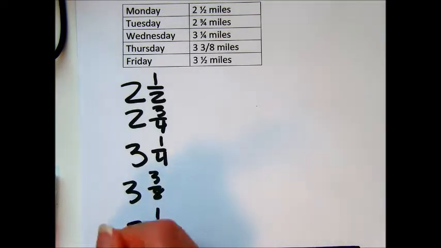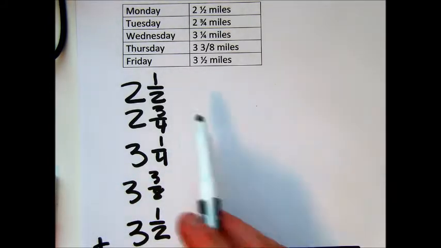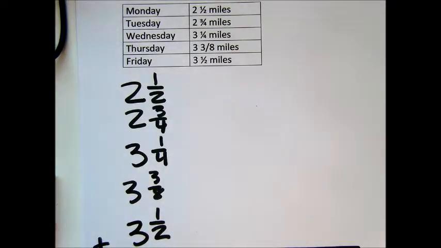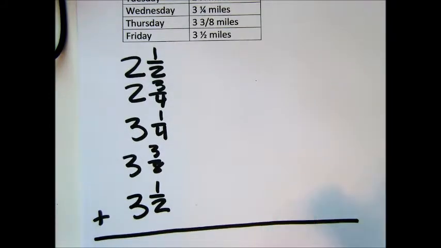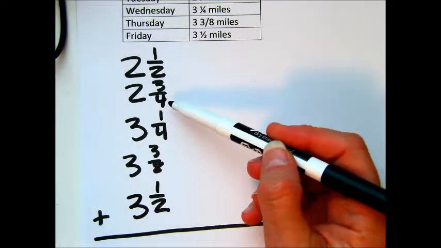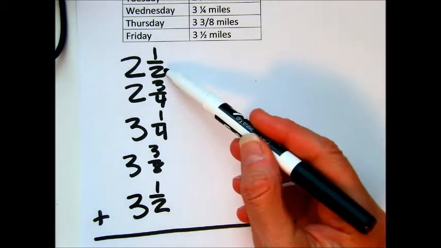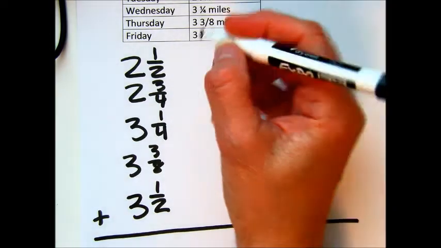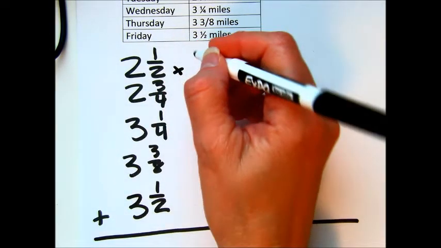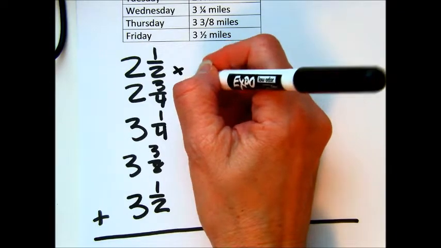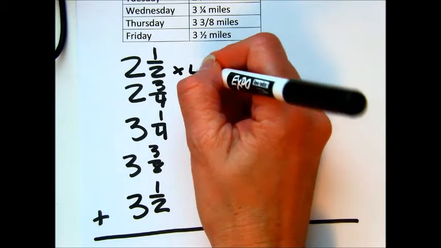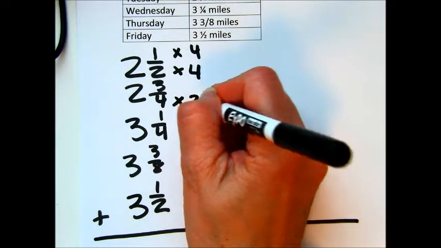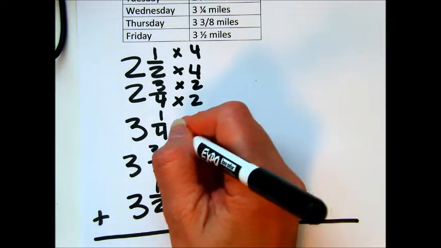I'm going to draw a long line over there because I'm going to have to change my denominators. So we want to find a common denominator first. I've got halves, fourths, and eighths. Well, the halves can be changed to eighths, and so can the fourths. So I'll go ahead and write that out. And hopefully by now, you know how to do this. So 2 times 4 is going to be 8. 4 times 2 is going to be 8.